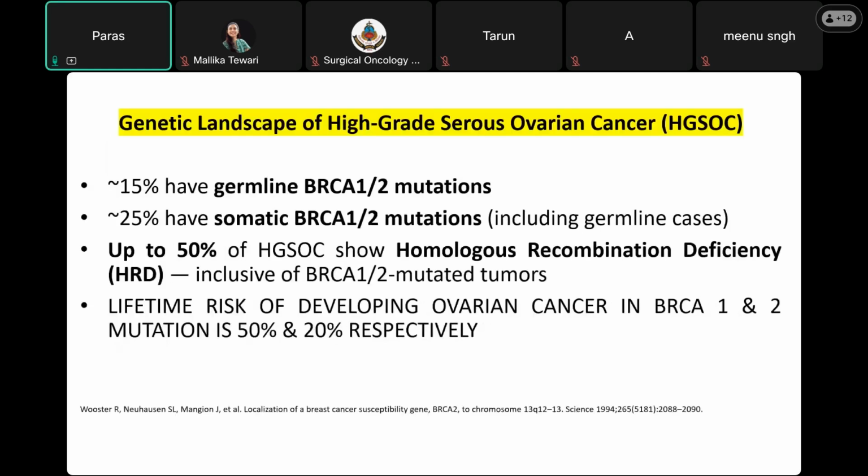Of all the ovarian cancers, 15% have germline BRCA1 and 2 mutations, 25% have somatic mutations, and up to 50%, including the BRCA mutations, show homologous recombination deficiency. Lifetime risk of developing ovarian cancer in BRCA1 and 2 mutation is 50% and 20% respectively.